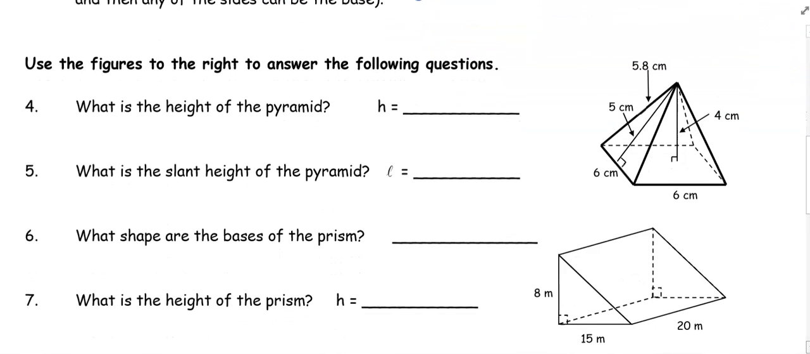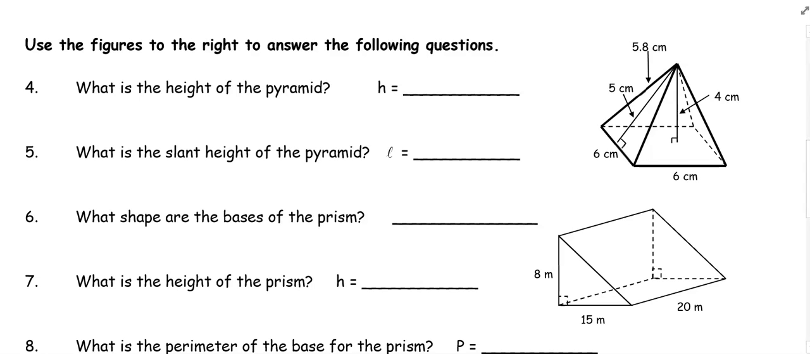All right, so when we look at the next one, what is the height of the pyramid? Well, first you have to know which one is the pyramid. This right here is your pyramid. This is asking for the height of the pyramid itself. So if this is the pyramid, this is its height, the distance from the base to the top. So that's going to be 4 centimeters.